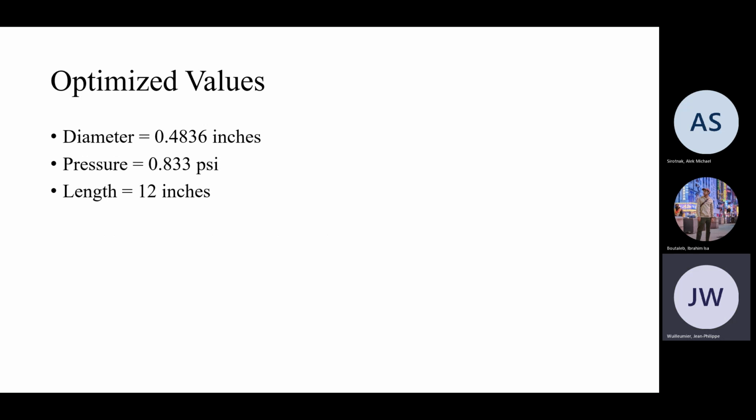For the optimized results, we came up with these values here. The diameter would equal 0.4836 inches, pressure equal to 0.833 psi, and the length of the rod itself would be 12 inches.